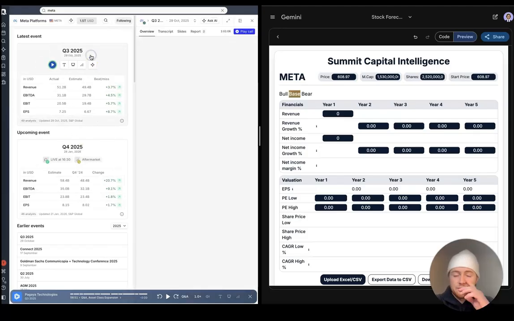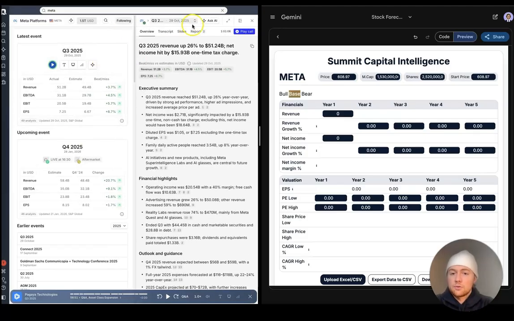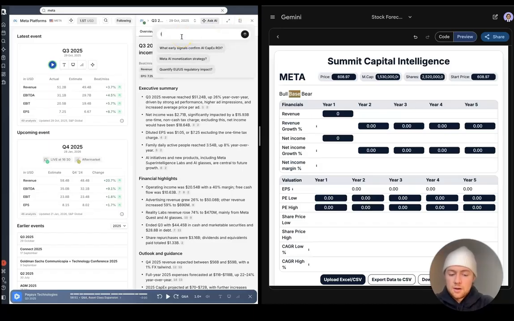So we're going to go to the latest event, and we're going to go to the chatbot, and I'm going to say, list me the revenue numbers for Q1, 2, and 3 of 2025.